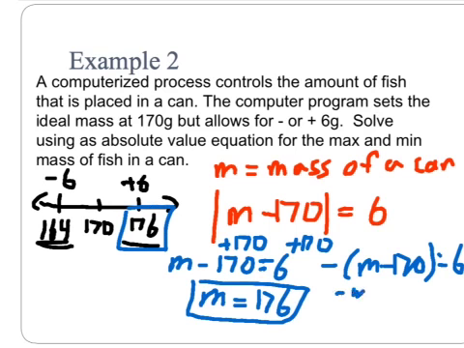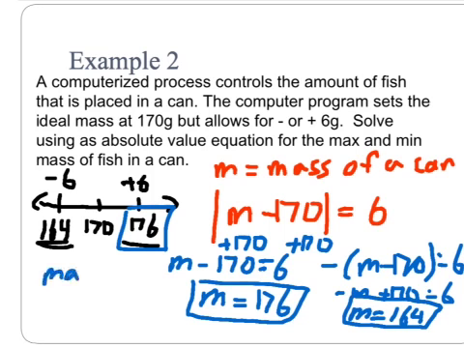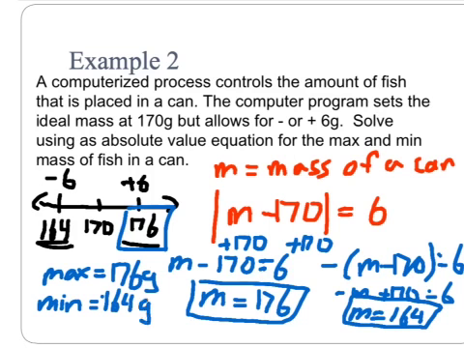And over here, we'll get negative M plus 170 equals 6. And I'm running out of room, so I'm not going to show you all the work, but you know all the work to go with it. Subtract 170 from each side. You will get negative 164. But then we have to divide by a negative because there's this negative here on the M. And we do that, and we know that we'll get M equals positive 164. So that's our minimum. Okay, so the max of a can will be 176 grams, and the minimum in a can will be 164 grams.